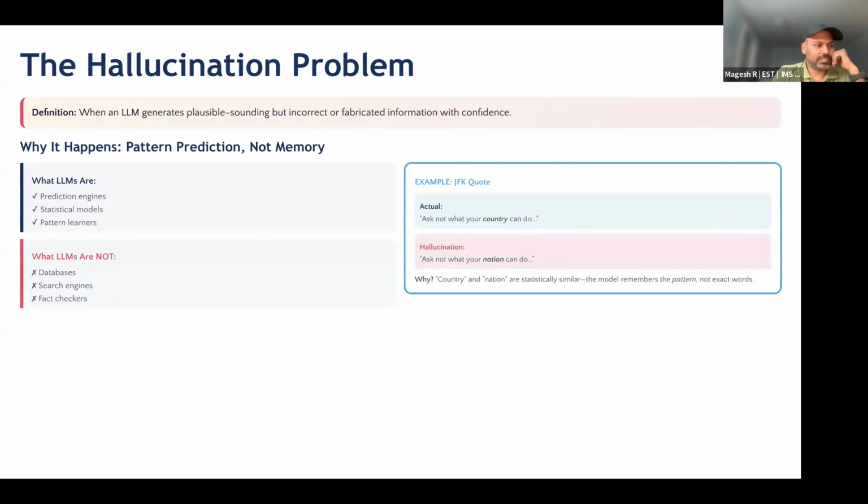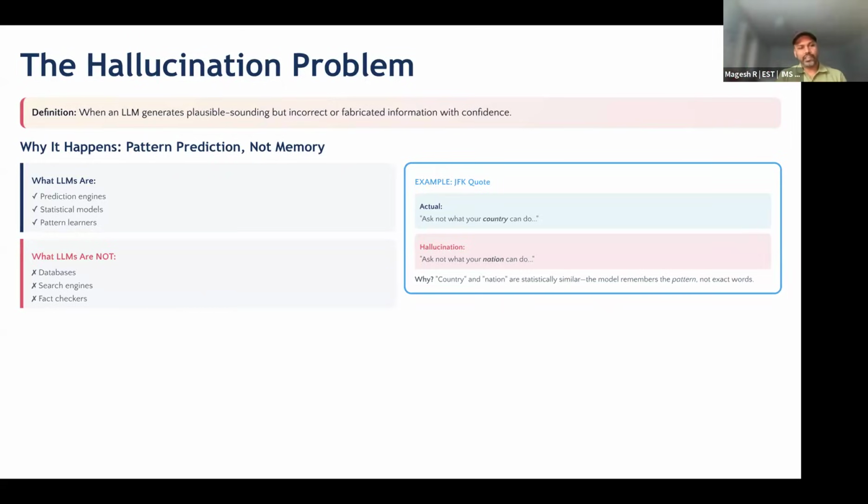Why it happens is that it is a pattern prediction machine, and it does not have any memory. So it is not a typical database engine. It's not a search engine. It's not a fact checker. It is simply predicting a lot of things, and in one form, you can consider it a random algorithm. It has compressed the entire world knowledge into the model with those billions of parameters, right? So it's another form of compression.